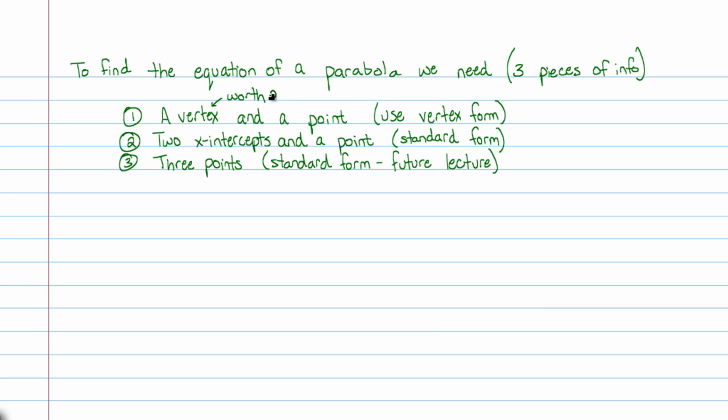Each piece of information is like a free throw, and that's just like a normal shot. So anyway, a vertex is worth 2 points, and then if they hand you a point other than the vertex, essentially they've given you 3 pieces of information. If they do that, you can use vertex form, and that's what we just did. That was the method we just used.